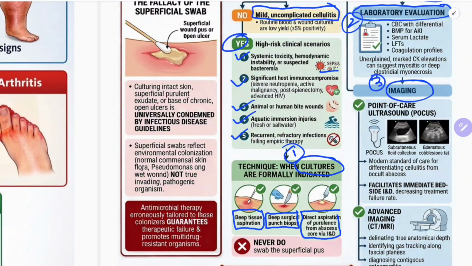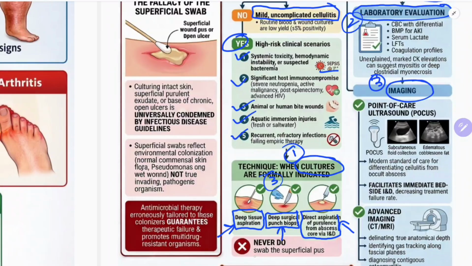Either you aspirate the pus from the deep tissue. So deep tissue aspiration, this is not pus, actually it is aspiration of deep tissue, and this is aspiration of pus if you have an abscess, and this is deep surgical punch biopsy. So these are the three methods of culture.